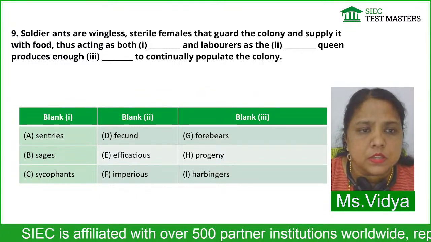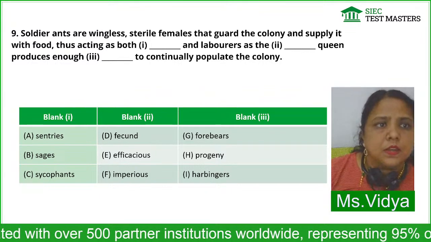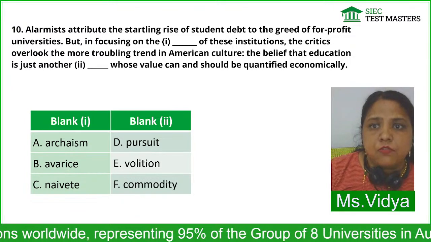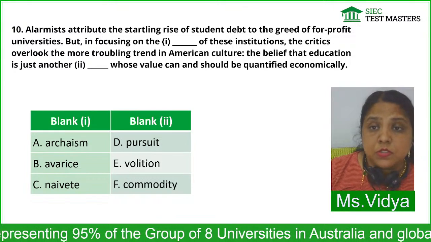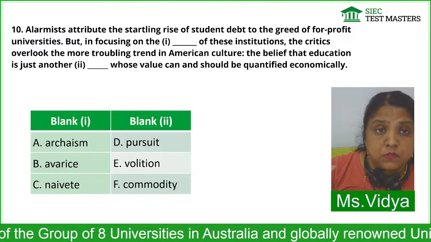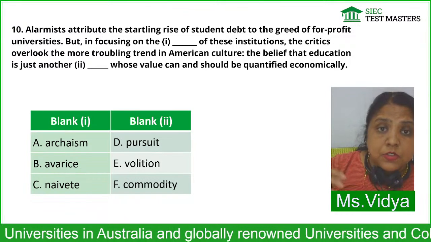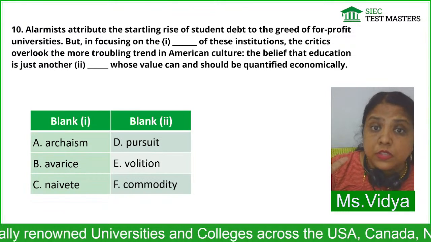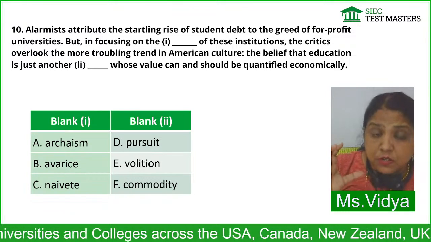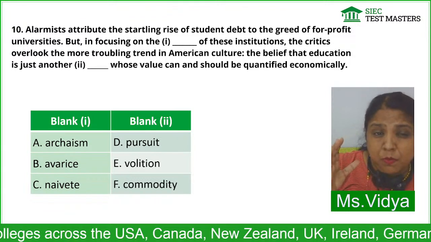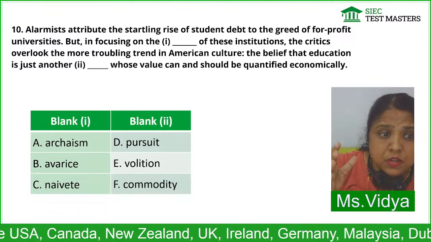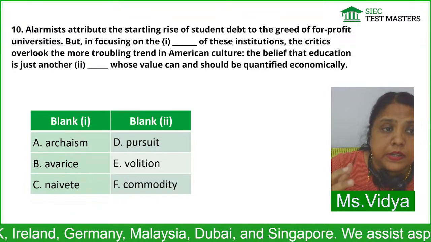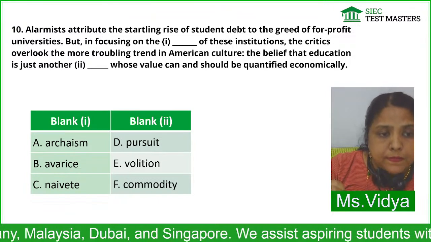Okay, let us look at one last question again. Alarmists attribute the startling rise of student debt to the greed of for-profit universities. Some universities are for profit, completely profit-driven universities. That's why students' debts are increasing. But in focusing on the dash of these institutions, when they are profit-driven, they should think of only their profits. So, what kind of institutions are they? Avarice. Avarice means greedy. Avaricious means greedy. Avarice is the noun form of greed.